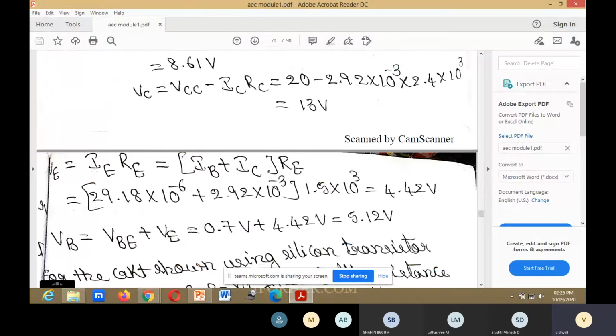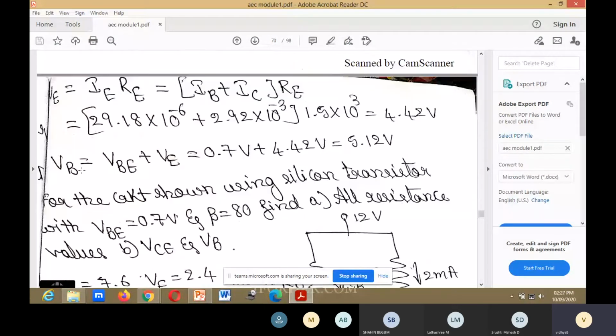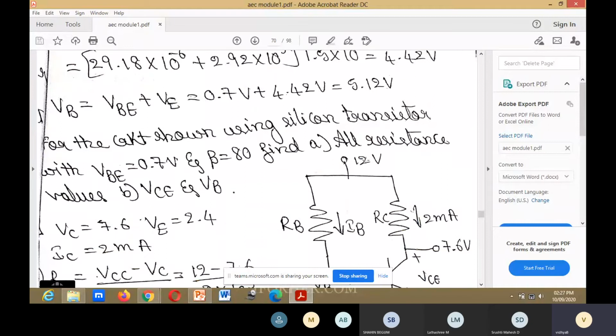Okay, VE is equal to IE RE. What is IE? We don't know the value of IE. IB plus IC is IE. So substitute the IB value and IC value, RE value. You'll get 4.42 voltage. Next, VB is equal to VBE plus VE is equal to 0.7 voltage plus 4.42 voltage. This is the VBE value and VE value. After substituting, you'll get 5.12 voltage.